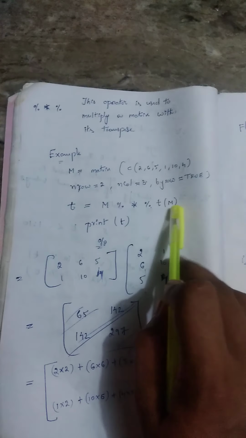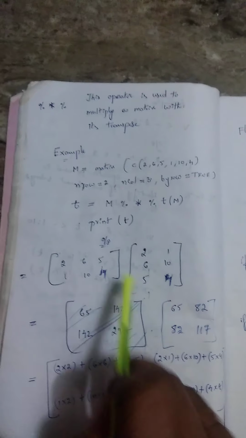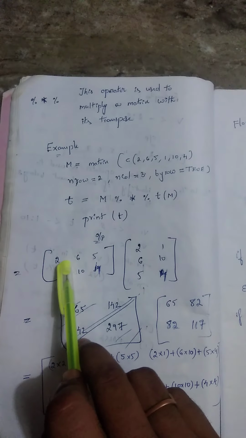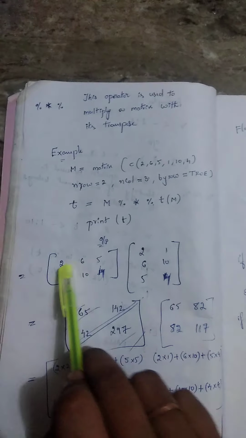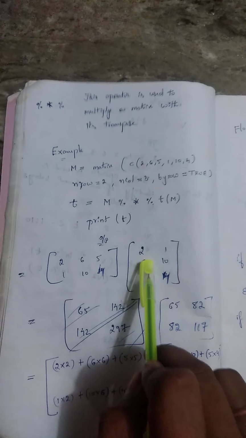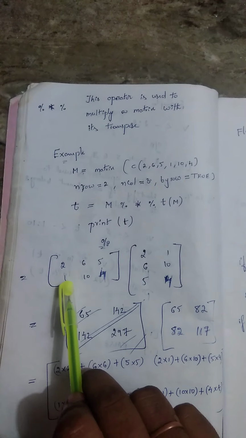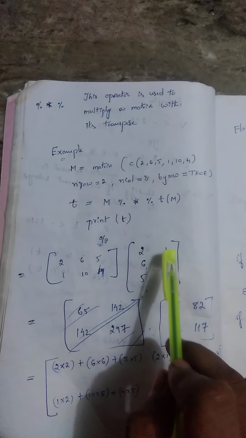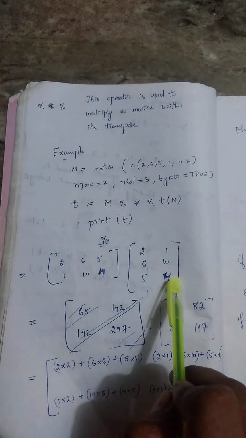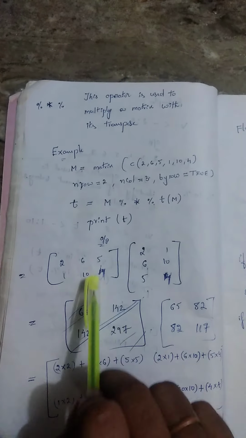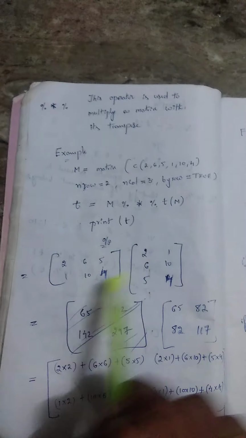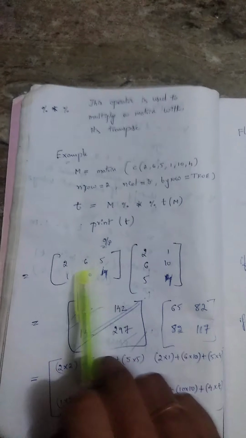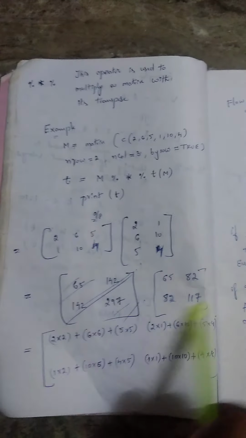Now coming to the transpose of the matrix. This is the actual matrix, and we are converting it into its transpose, converting row into column format. 2, 6, 5 is the first row, converted into a column. Coming to the second row, 1, 10, 4, converted into a column. This is called the transpose of a matrix. The given matrix is converted into its transpose, and both are multiplied to get an answer.